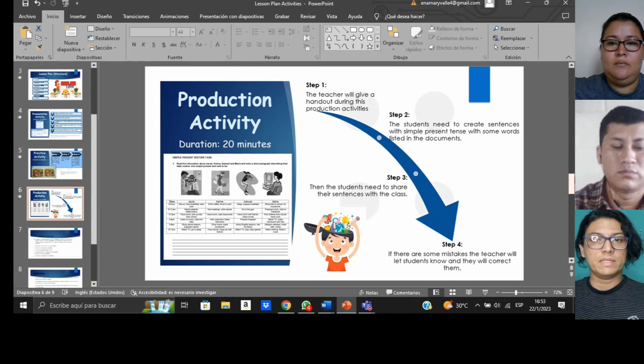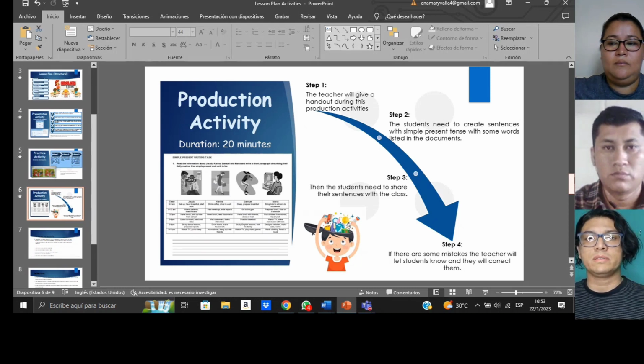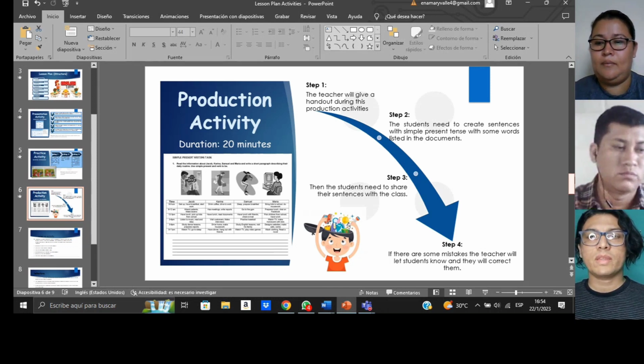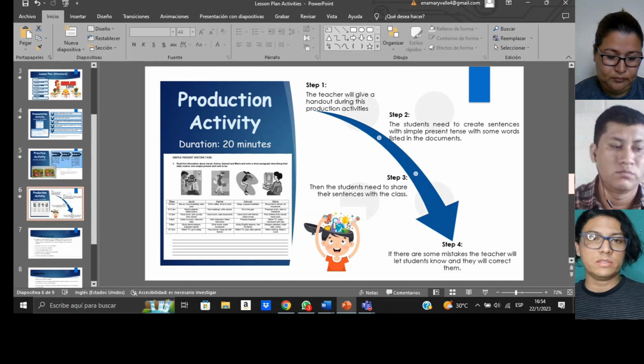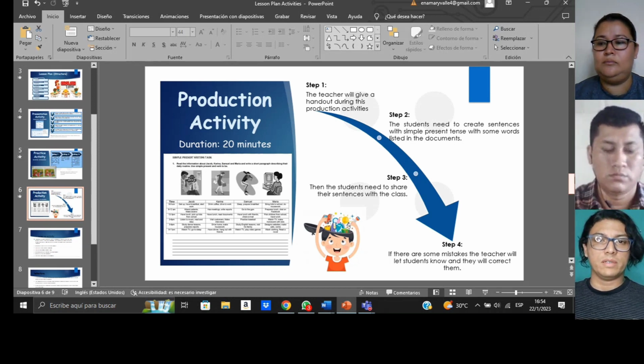In the production activity, this will take 20 minutes. In this activity, the teacher will find some materials on a web page. The teacher will print a page in which the students need to write down some sentences based on the words listed in the activity.